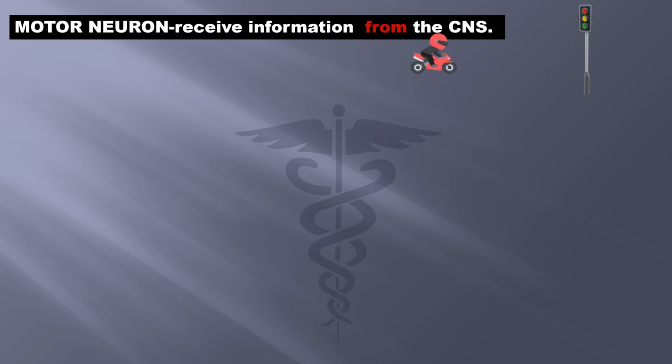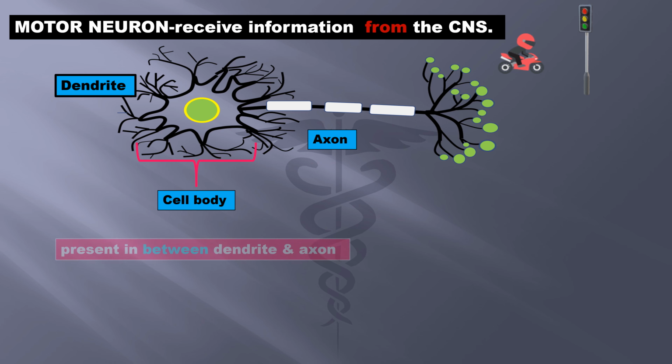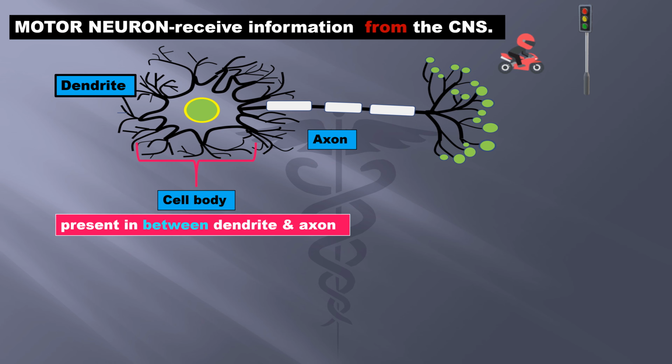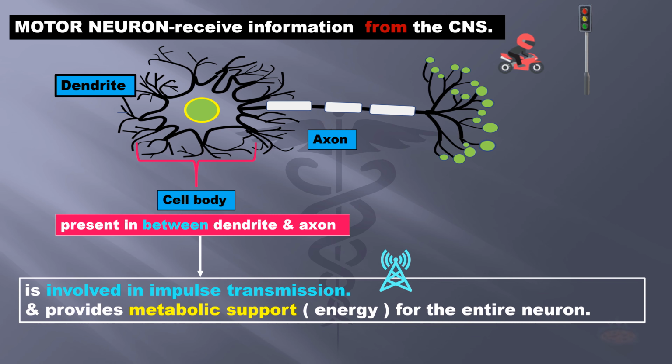The motor neuron receives information from the CNS. This is a motor neuron: dendrite, cell body, and axon. The cell body is present between the dendrite and the axon. It is involved in impulse transmission and provides metabolic support, that is, energy for the entire neuron.